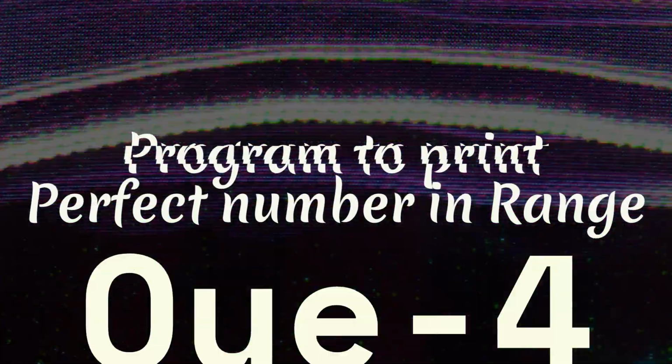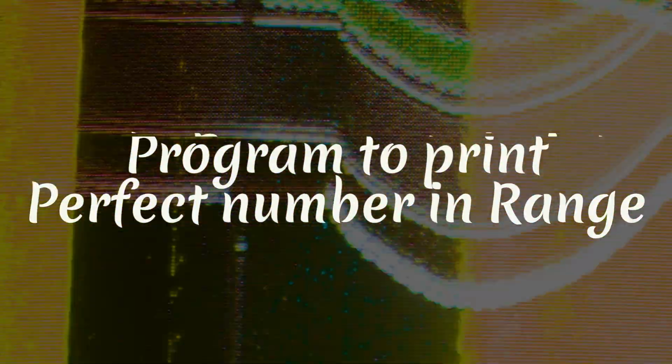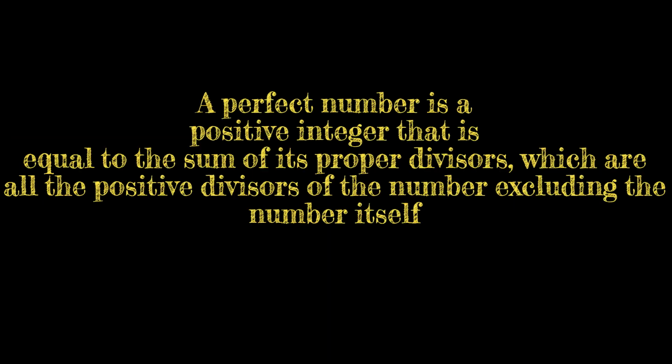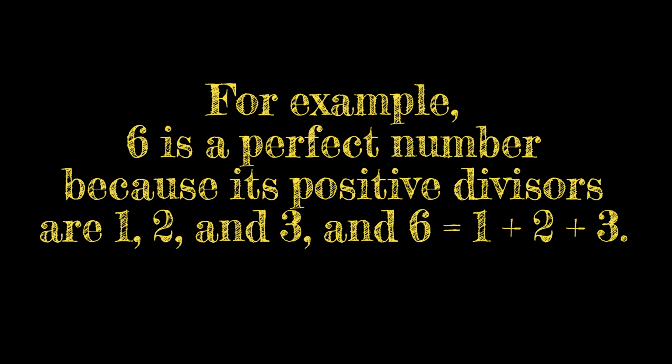Question number 4. Program to print perfect numbers in a given range. Firstly, we have to understand what a perfect number is. A perfect number is a positive integer that is equal to the sum of its proper divisors, which are all the positive divisors of the number excluding the number itself. For example, 6 is a perfect number because its positive divisors are 1, 2, and 3, and 6 is equal to 1 plus 2 plus 3.